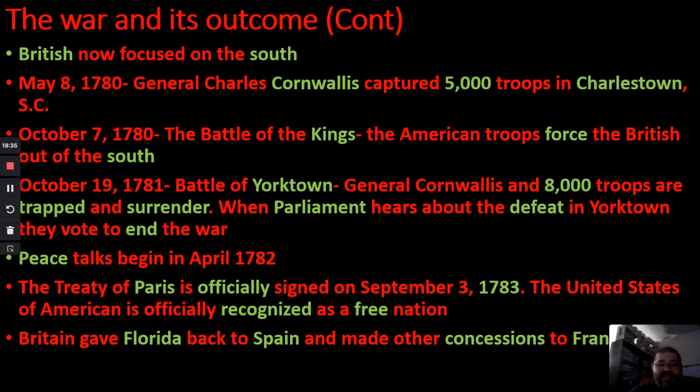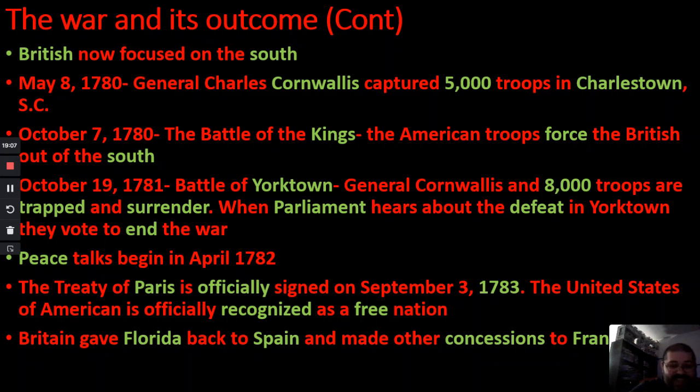And when Parliament hears Cornwallis surrenders, they basically say, you know what? Let's end this war. Let's just end it. Just give them what they want. This war is costing us too much, too many soldiers. It's embarrassing us that these colonists are beating us and they captured our best general. No, let's just end this. So peace talks begin in April 1782.